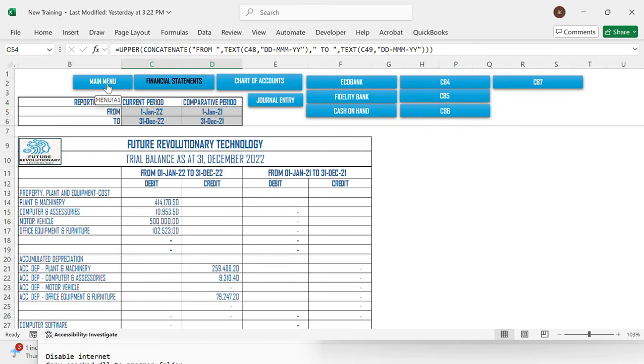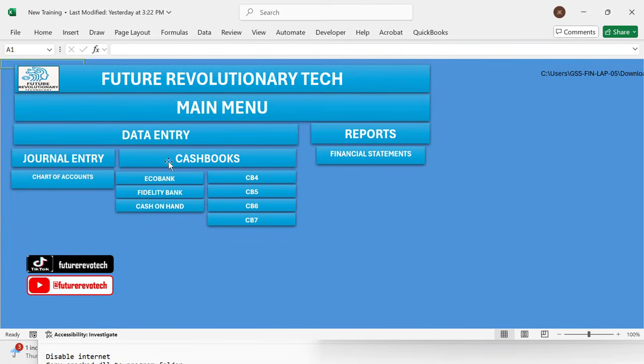All right, so this is it, and this brings a partial close to our journey to develop an Excel accounting software model with no VBA codes.